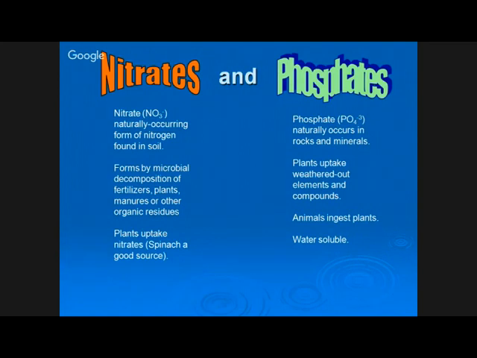Then the two other parameters are NO3 nitrate and PO4 phosphate. NO3 is the naturally occurring nitrogen which is found in soil, and it also goes into the water and contaminates the water quality. And similarly, PO4 phosphate is another parameter.